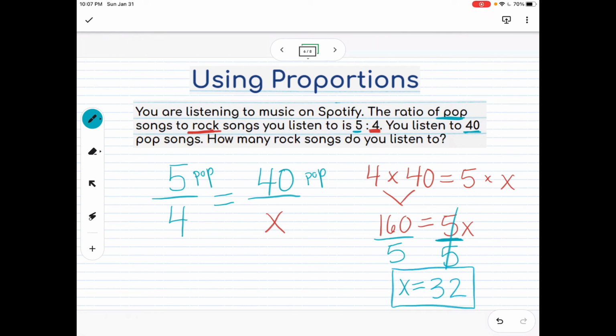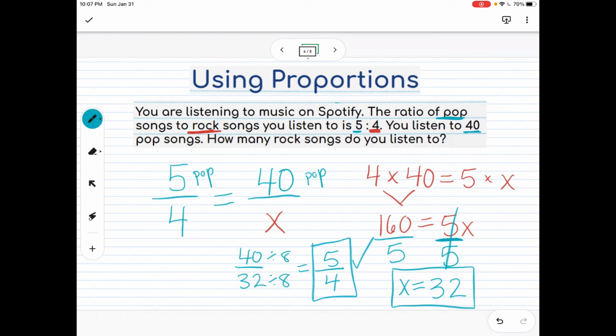So that means we listen to 32 pop songs. And once again, you can check that ratio to make sure it makes sense. So if we plugged in 40 to 32, we want to make sure that simplifies to 5/4. And let's think about a common factor here. Let's say that 8 is a common factor, which it is. And 40 divided by 8 would give me 5. 32 divided by 8 would give me 4. So I know that that is correct.